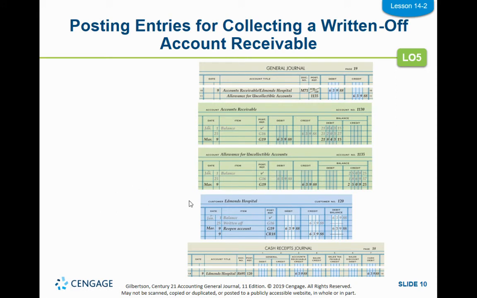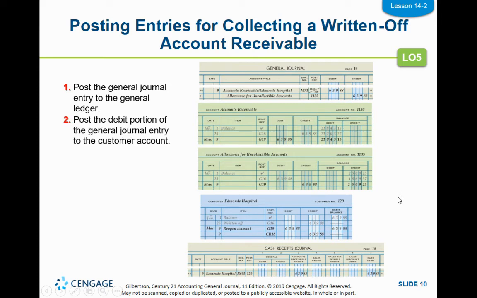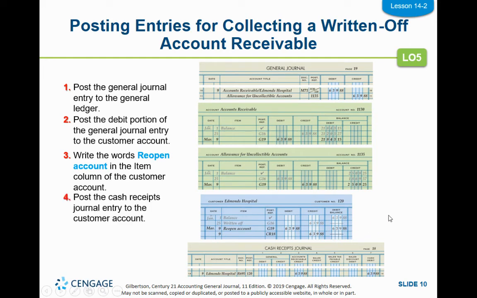So after you have done those transactions and you post them, you're going to first post to the general journal to the general ledger account. Then you're going to post the debit portion of the general journal entry to the customer account, which is down here. Then you're going to write the words reopen the account, because right up here in this first transaction that we talked about, we wrote written off because we were writing that account off. Now they've made payment, so we're reopening that account to show they have a balance.